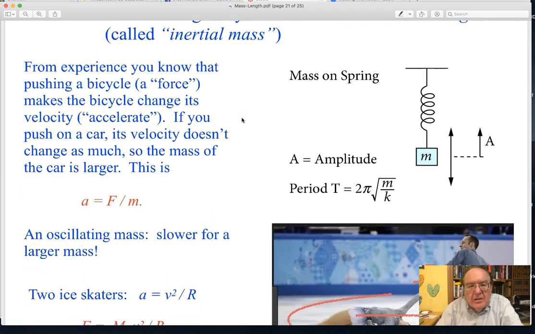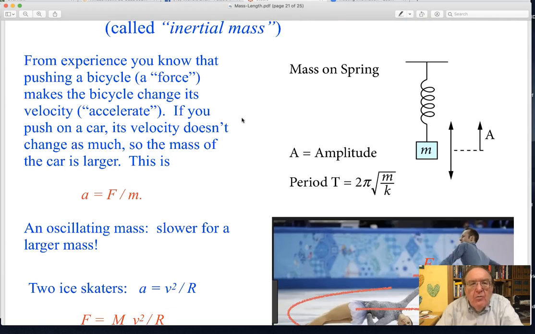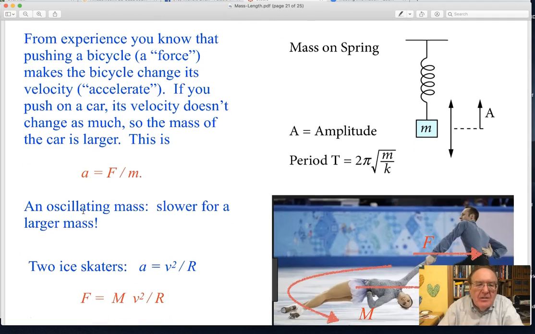So now this slide is a little bit busy, because I have sort of two things on one slide. But you know from your experience, for example, that you push a bicycle. In other words, you put a force on a bicycle. The bicycle changes its velocity. In other words, it speeds up. It accelerates. If you push on a car with the same force, the velocity doesn't change so much, okay? That means the mass of the car is larger, okay? So when you put a force on a mass, the resulting acceleration tells you what the mass has to be. And that's the basic fact here.